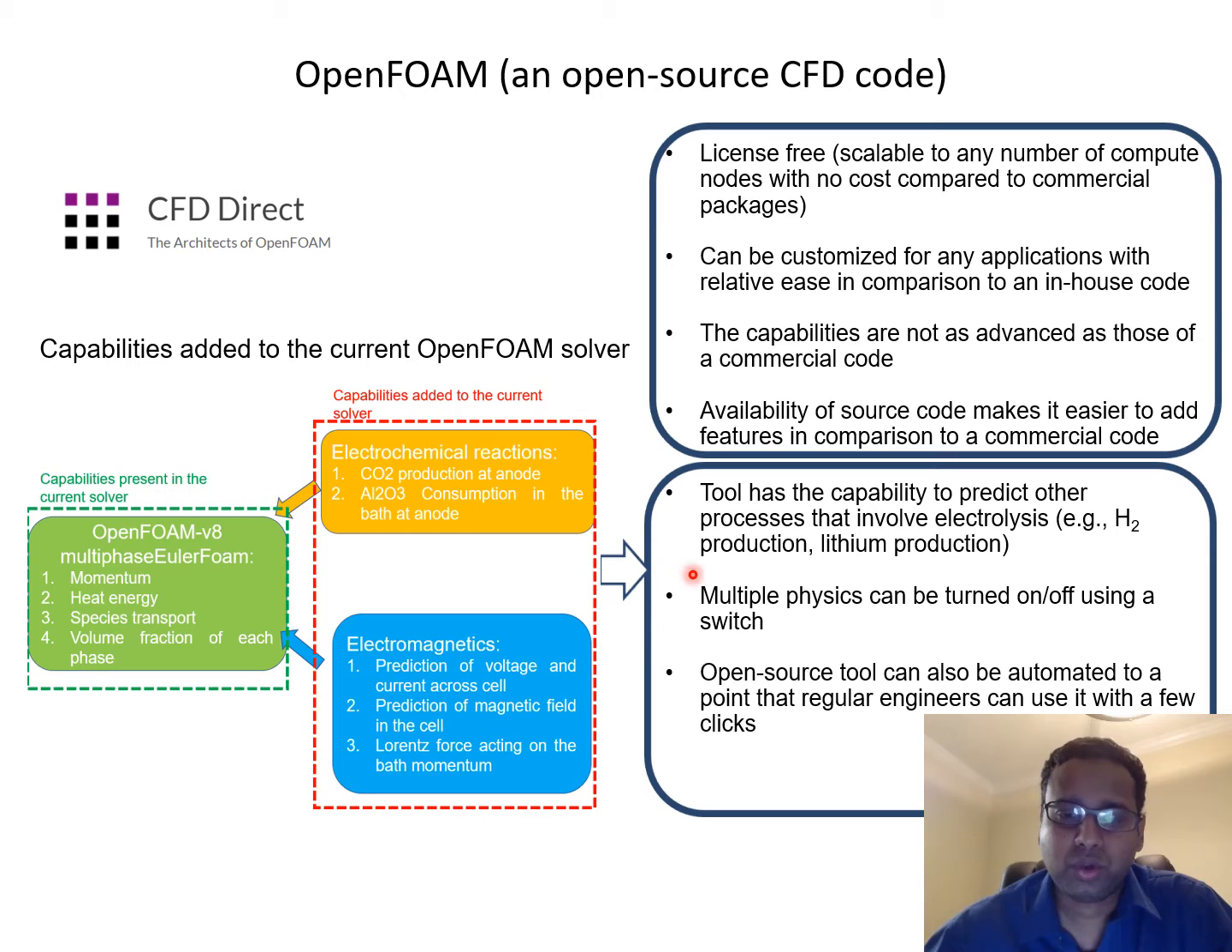So this tool which we built has a capability to predict other processes also that involve electrolysis, for example hydrogen production or the lithium production. And the multiple physics can be turned on or off using a switch, so that you can study the impact of each physics. And also this open source tool can also be automated to a point that the regular engineers with little CFD background can use it with a few clicks for their design analysis.